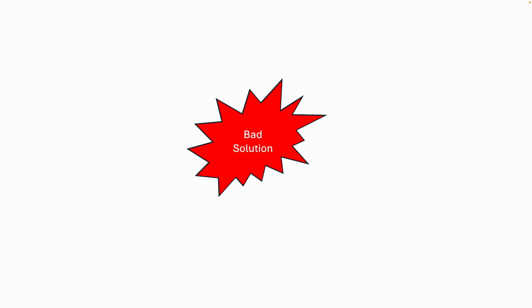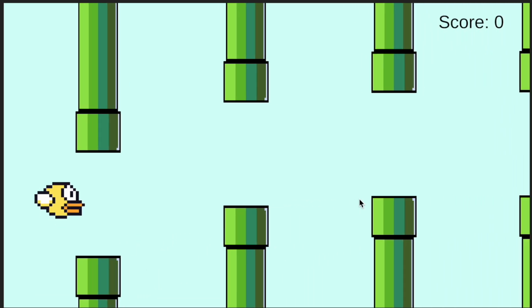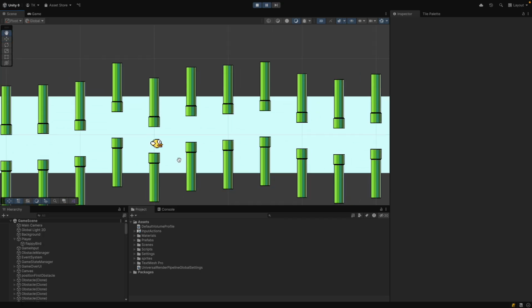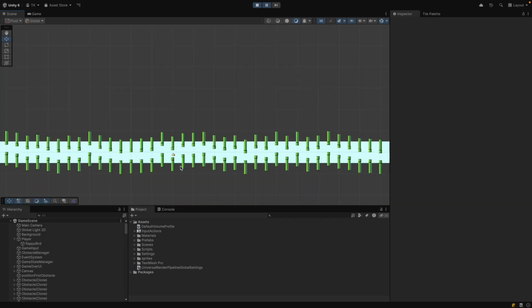Let's take a look at a bad solution first. We could simply generate 1,000 obstacles and consider that to be infinite. Here we can see what this would mean in the scene view.